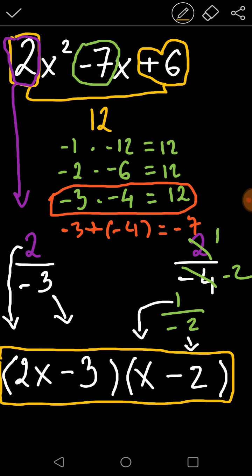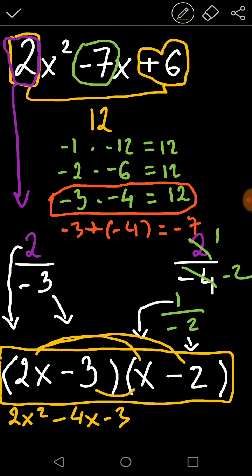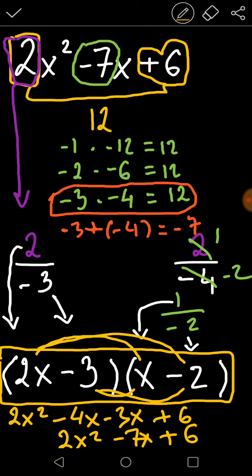Just to make sure that we did it correctly, let's multiply these two expressions and make sure we get our original problem. So 2x times x is 2x to the second power. 2x times negative 2 is negative 4x. Negative 3 times x is negative 3x. Negative 3 times negative 2 is positive 6. Collect the like terms and you will get 2x squared minus 7x plus 6, which is exactly what we started with.